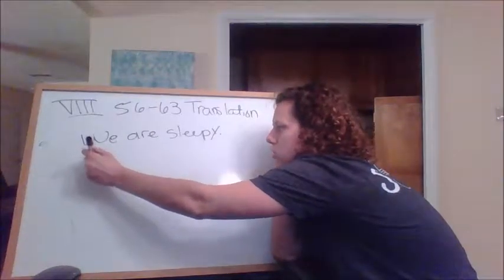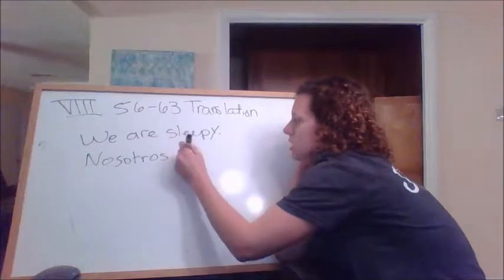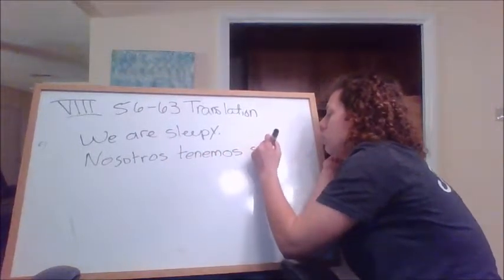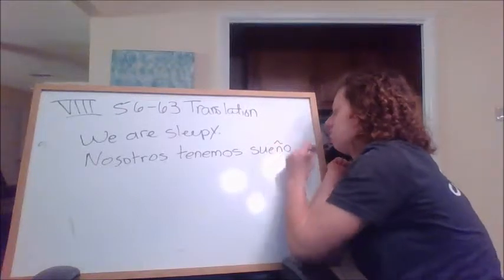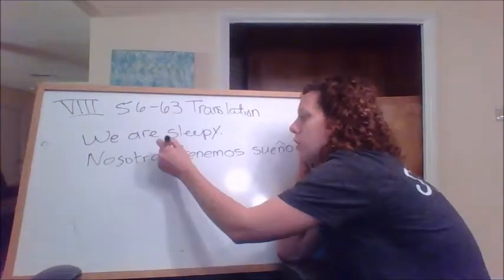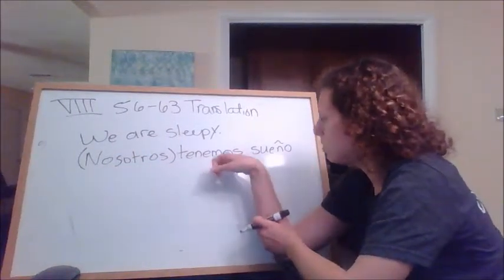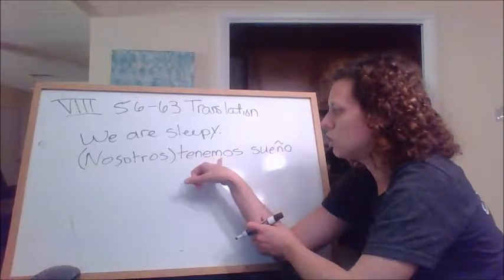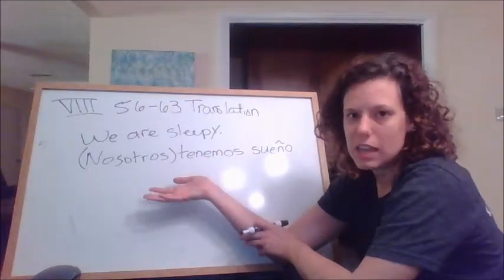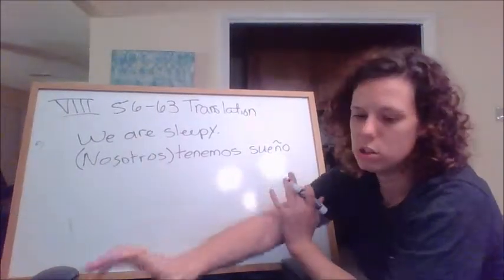So, we would say nosotros tenemos sueño. Okay? That's it. Now, you don't have to include the subject pronoun because tenemos is obvious. The only subject that goes with tenemos is nosotros. So you don't have to explain that or clarify that. It's obvious what that is. So you could leave this off if you wanted to.